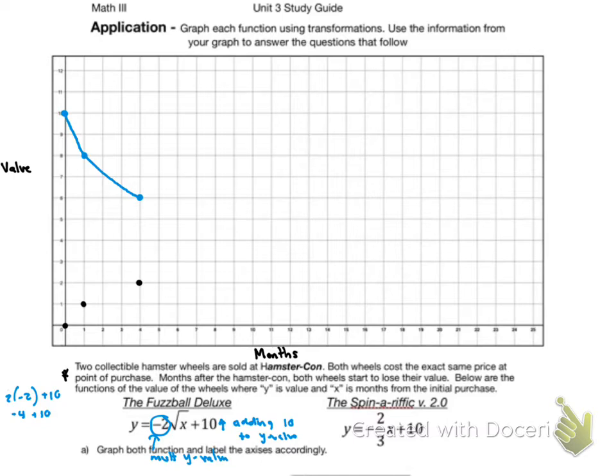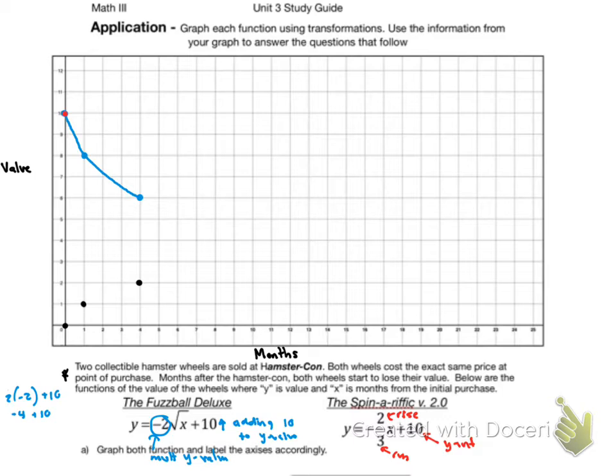Now let's graph our Spinnerific wheel. Okay, so Spinnerific wheel, this is a linear function. And for linear functions, if you remember from Math 1, or you can go ahead and put this on there and then do your multiplier and your shift. But this is your y-intercept. That's your rise, which is -2, and then your run, which is 3. So first place we start is at 10.